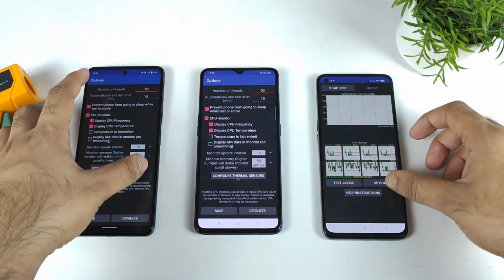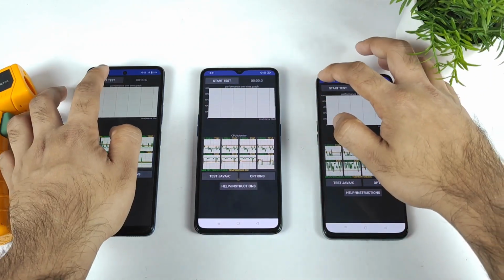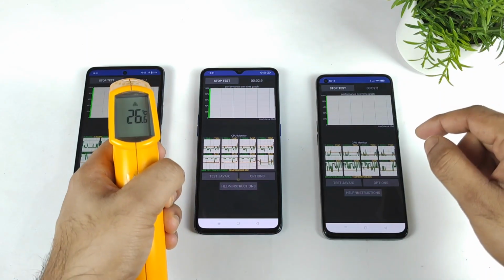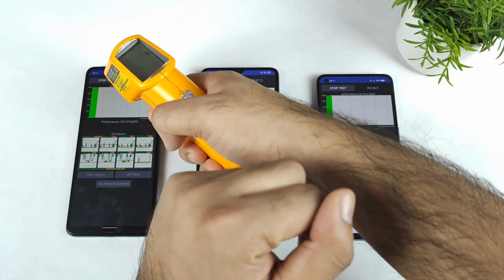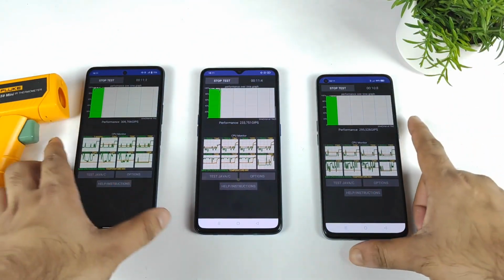I selected 15 minutes of time, exactly the same for all. So let's see how much we can get regarding the CPU throttling graph using 15 minutes. Right now the temperatures are 26 degrees Celsius, 28 degrees Celsius and 28 degrees Celsius, and I'm using only 50 threads.